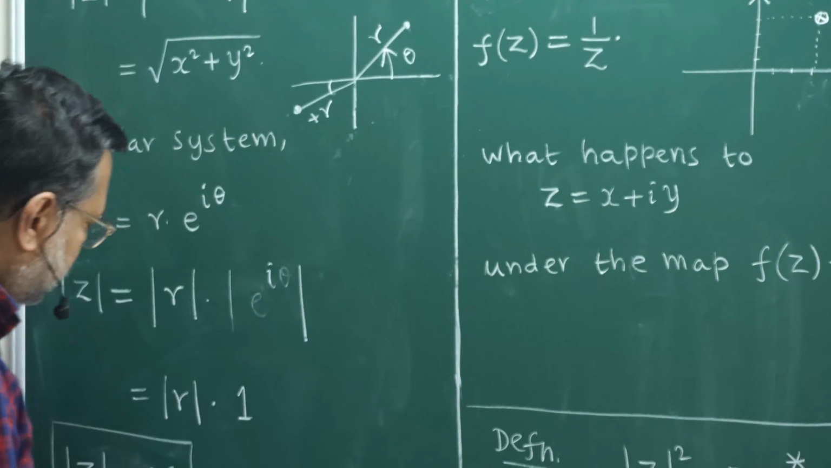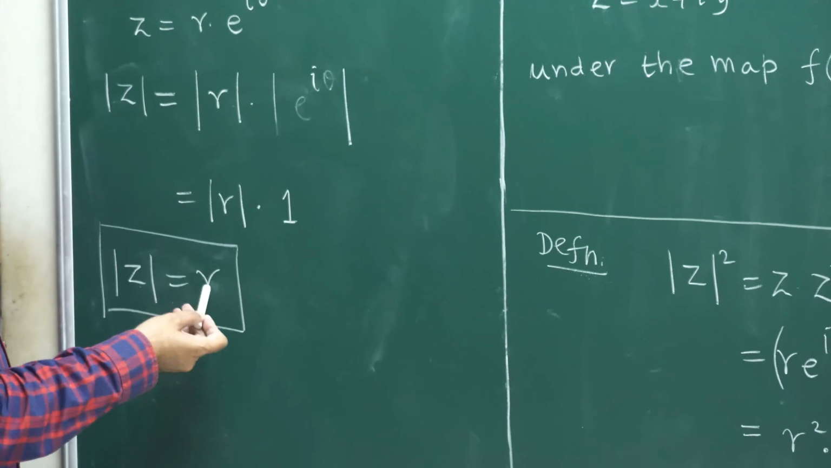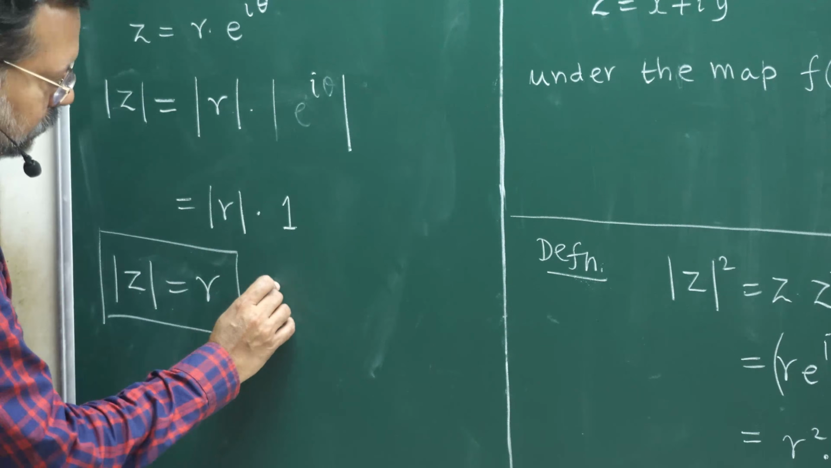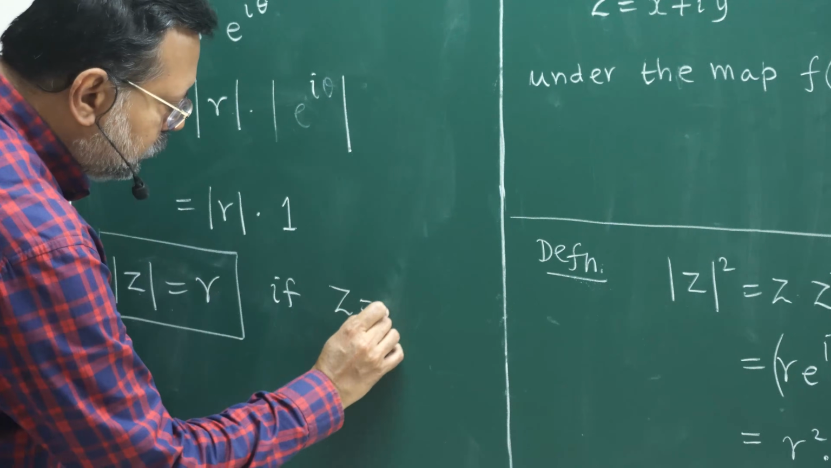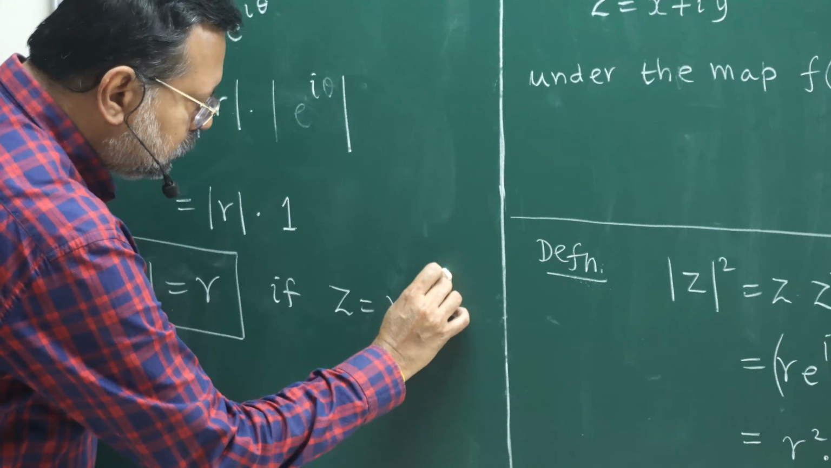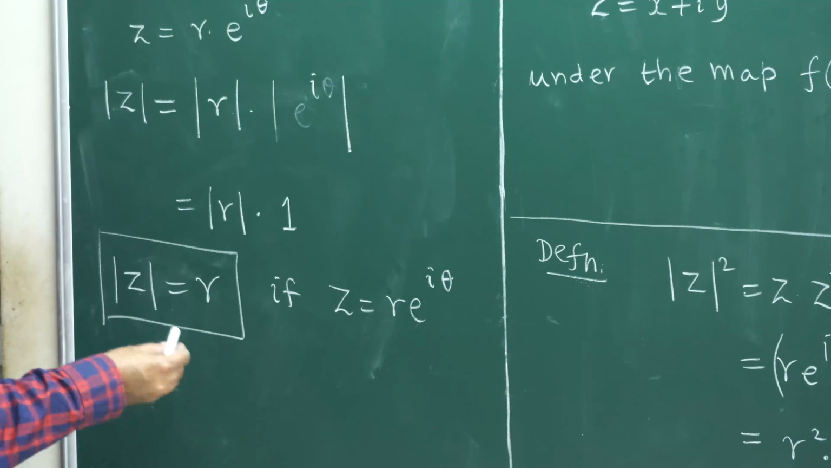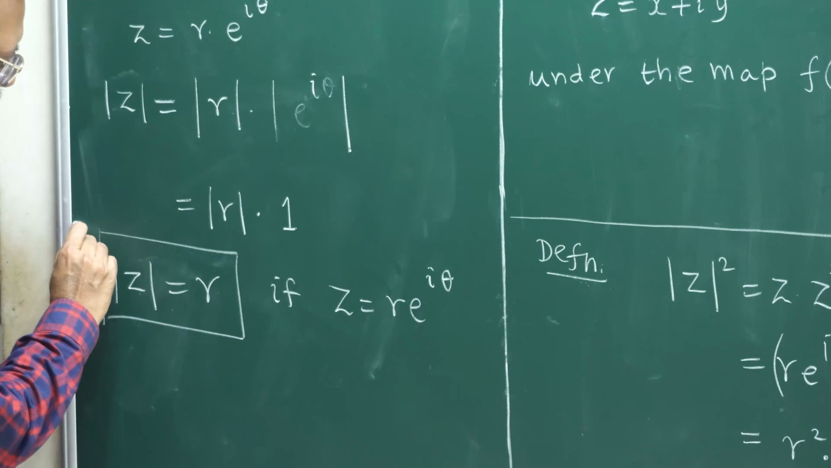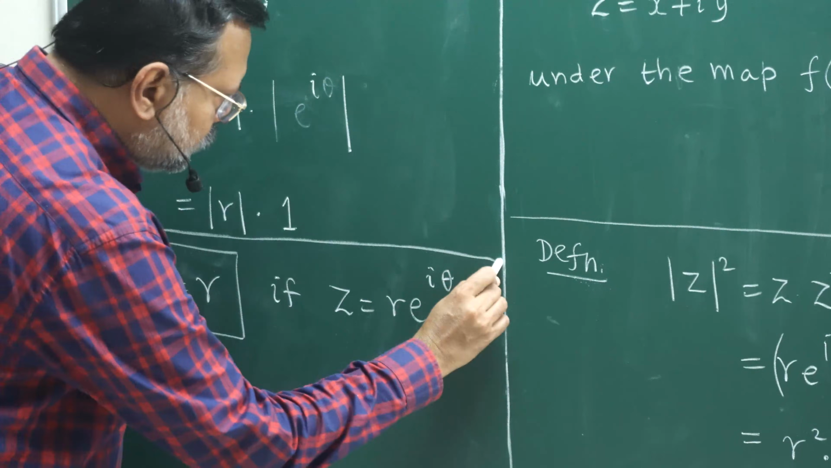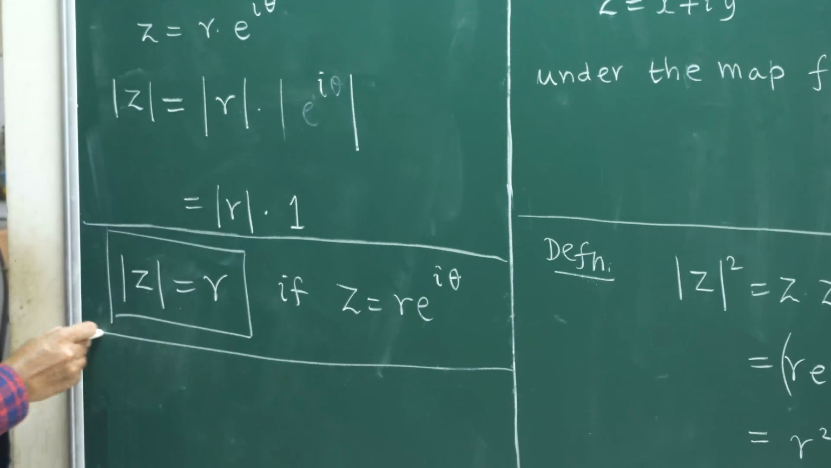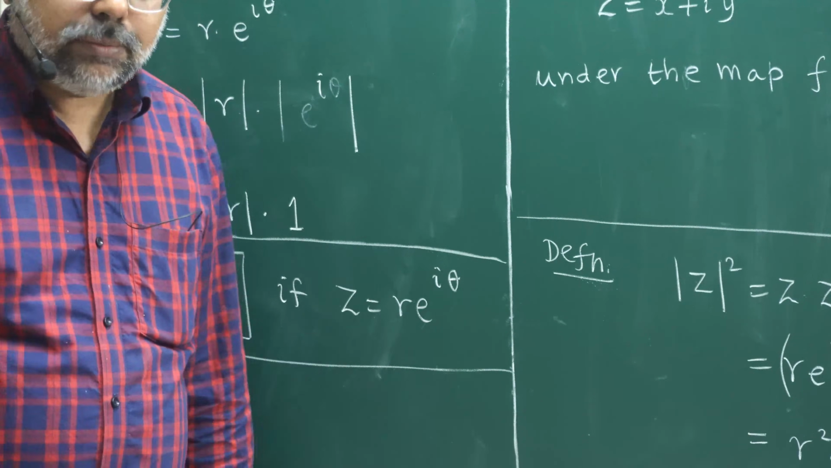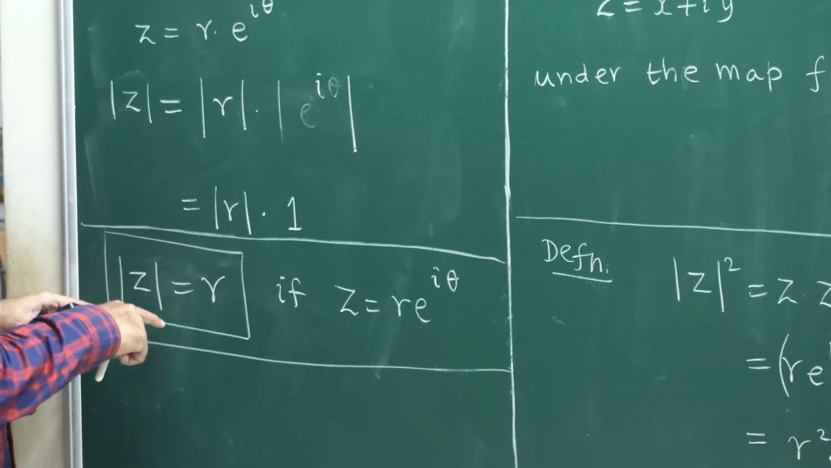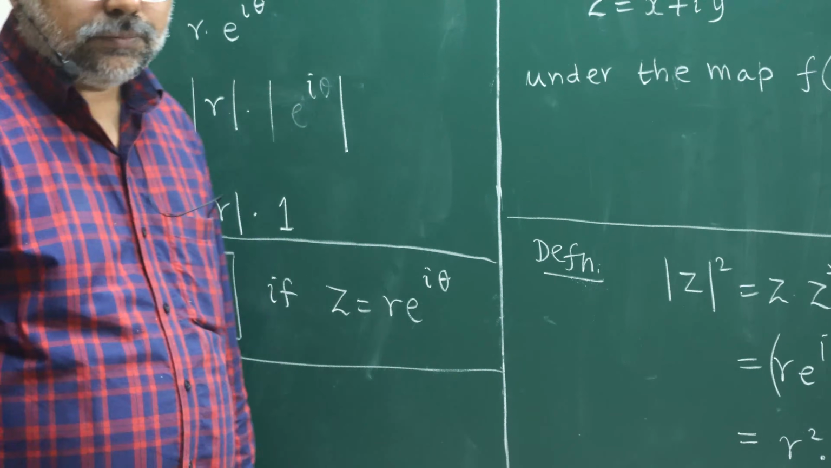So therefore, you finally write down that mod z equals r, when z equals r e to the power of i theta. So this is another important conclusion. Let me put a line here. So that line is there. You keep this important line: as long as you consider z equal to r e to the power of i theta, we make the conclusion that the modulus of z equals r.